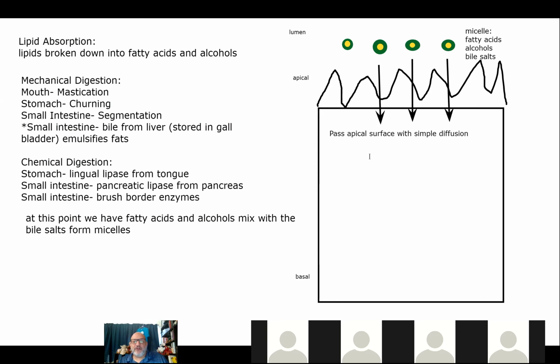Because notice what happens once they get in the cell. Once the micelle enters the cell, it breaks up. Basically, the bile salts separate from the micelle. And those bile salts, as we already hinted at, are going to leave. As they leave, they're going to enter into the blood.